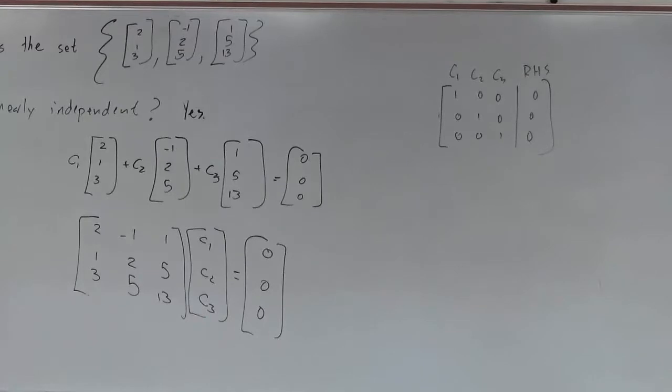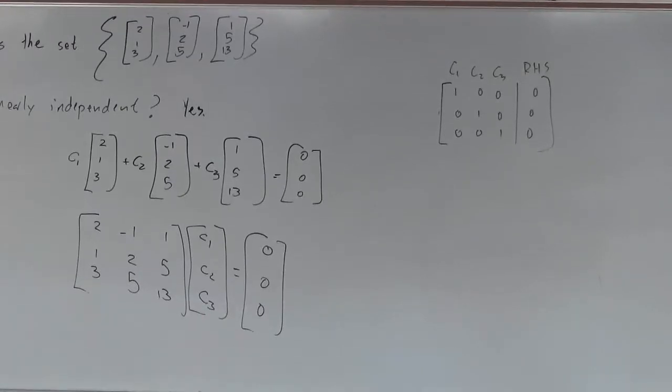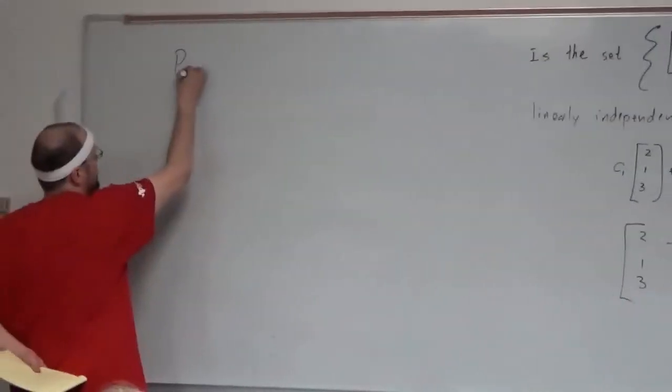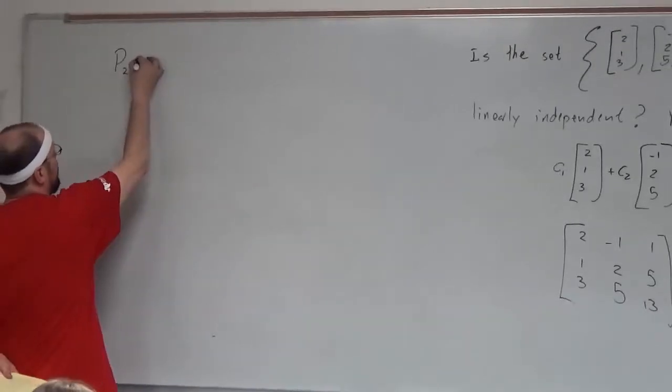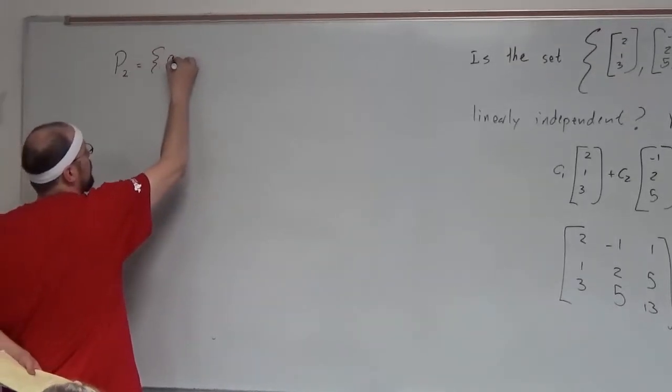So what if we look at a different vector space? Suppose we look at P2. This is the set of all polynomials of degree 2 or less.